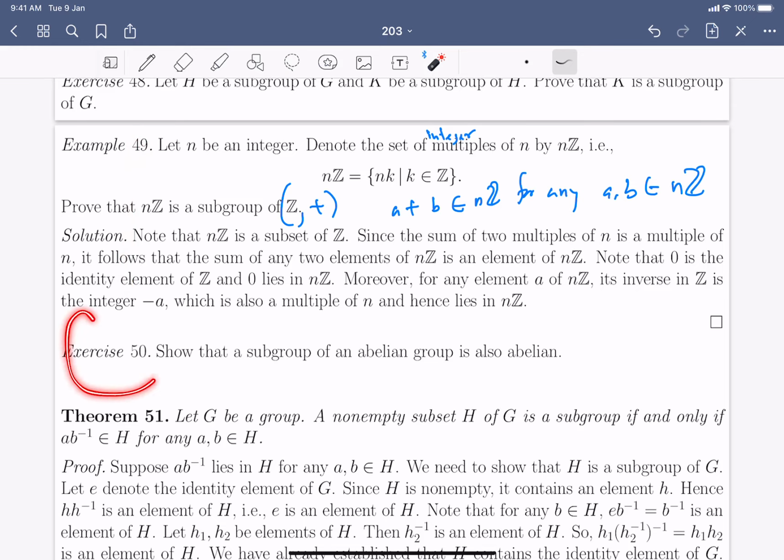Okay, so now here's an exercise for you. Show that a subgroup of an abelian group is also abelian. Here is an exercise for you, maybe exercise 51, but in that case, this 51 will be in trouble. Anyway, so here is an exercise.